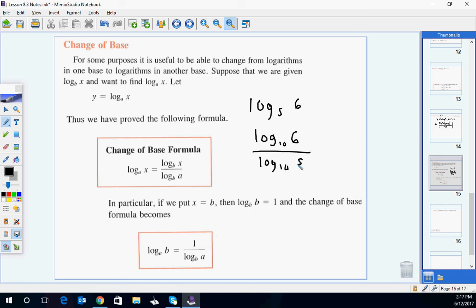This is just telling you they're essentially inverses. So log a of b is the same thing as 1 over log b of a.